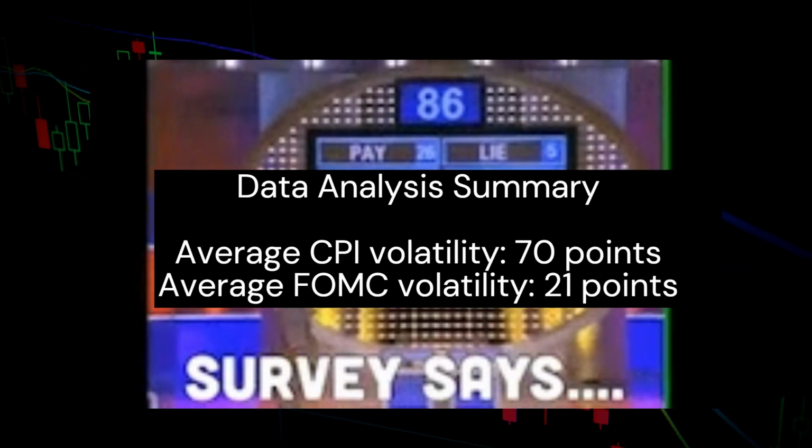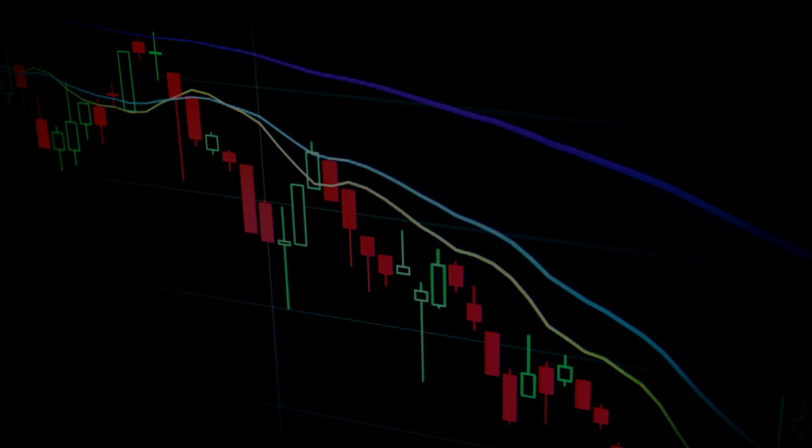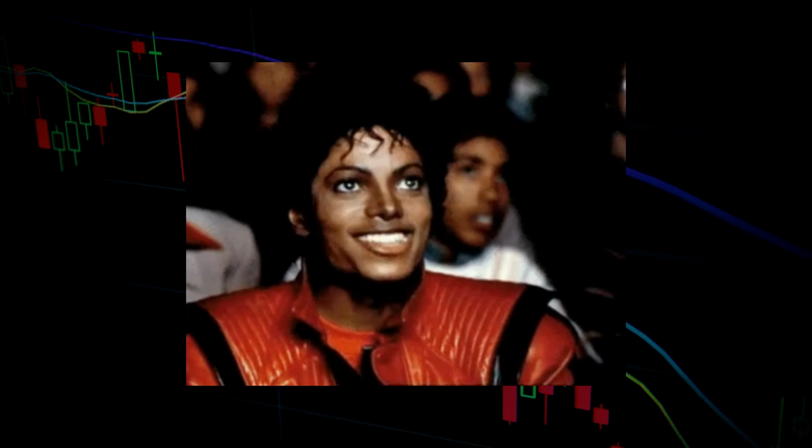My data analysis has shown that the average volatility of the 1-minute candlestick for CPI data releases is even higher than that of FOMC minutes releases. So I think the probability of this strategy working will be even greater for the CPI data release on October 13th. I'll try to make another video showing the results of testing this strategy again for CPI, so stay tuned.